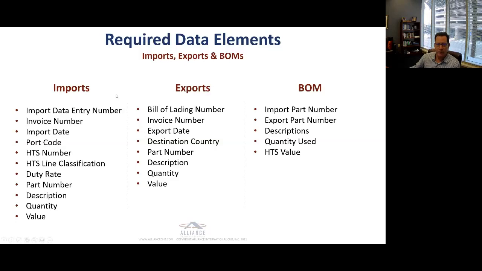Now, if you're filing under manufacturing, in addition to import and export activity, you're also going to need to capture bills of material, which relates the imported component part to the exported finished product. And we're going to include all kinds of fields. The bill of materials is what builds the bridge, once again, between the import and the export side of the equation in a manufacturing drawback environment.